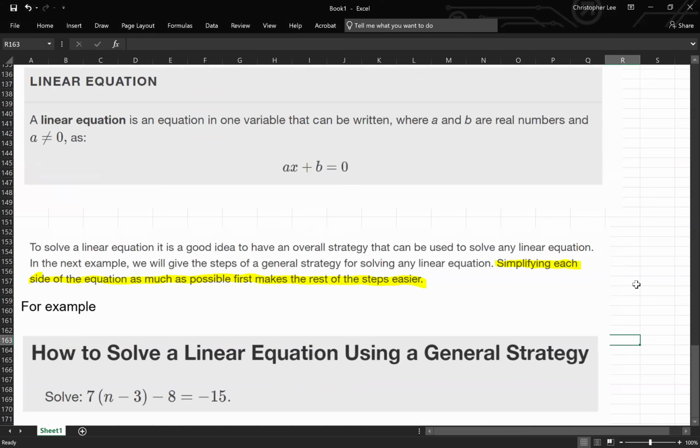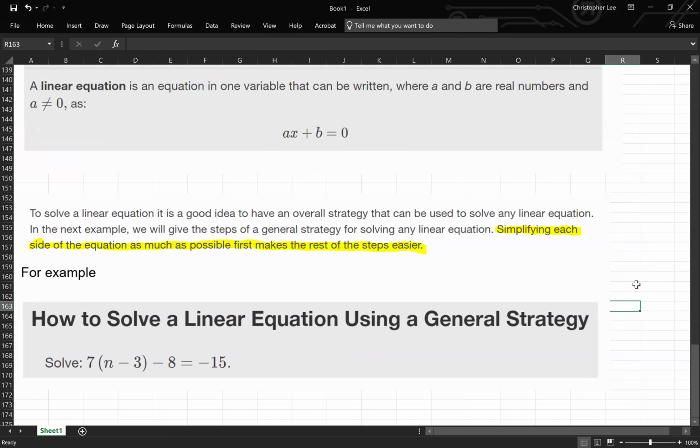So to solve a linear equation, it's a good idea to have an overall strategy that can be used to solve any linear equation. In the next example, we'll give the steps of a general strategy for solving any linear equation. Simplify each side of the equation as much as possible first, makes the rest of the steps easier. All right.